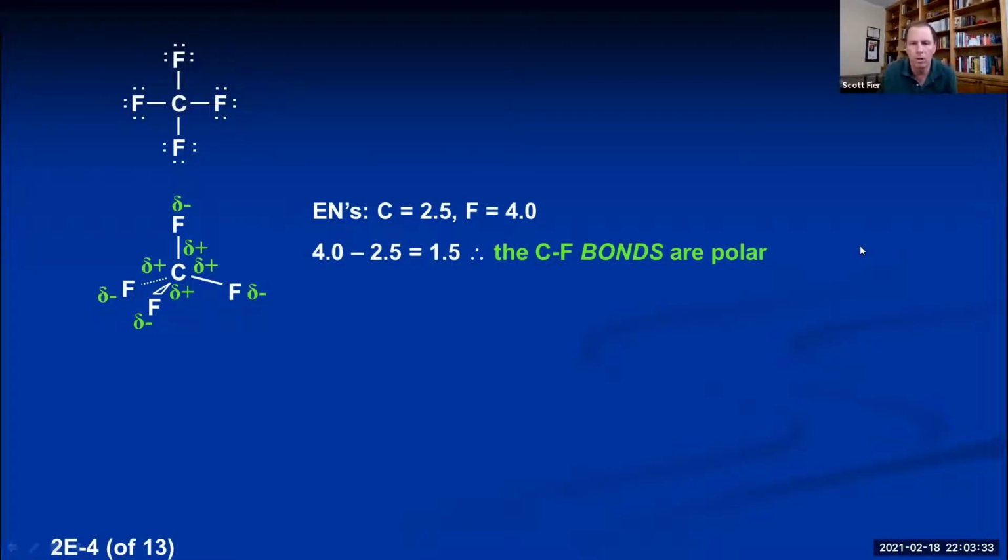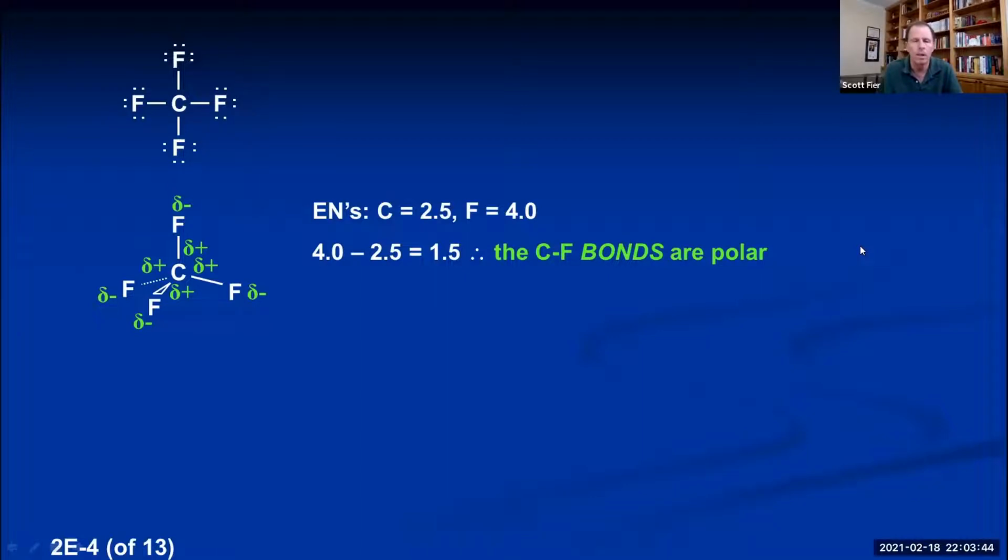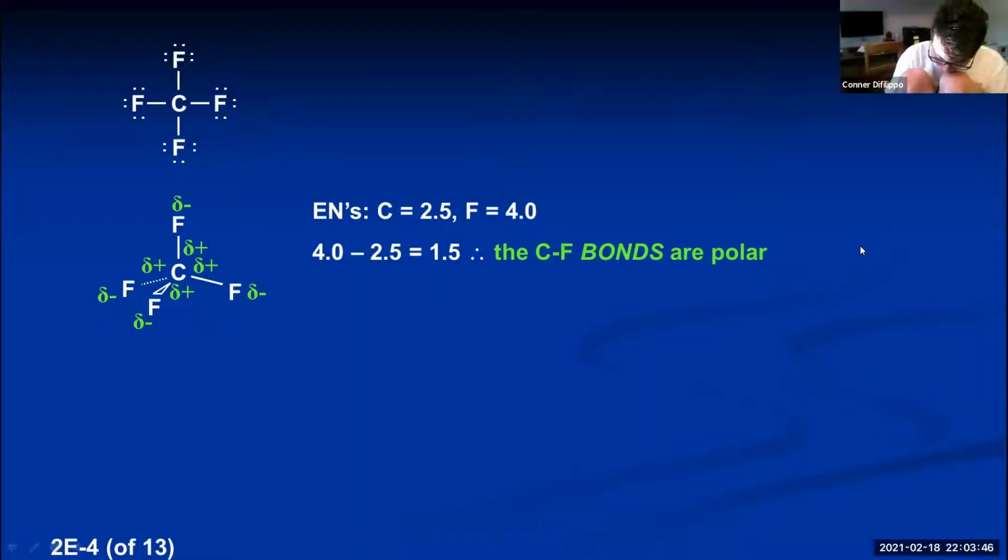Mr. DiFilippo, I think, asked, is electronegativity always positive? Yes. And their difference, you always just take the absolute value and go biggest one minus smallest one. So it'll always be a positive value. Yeah. Thank you.